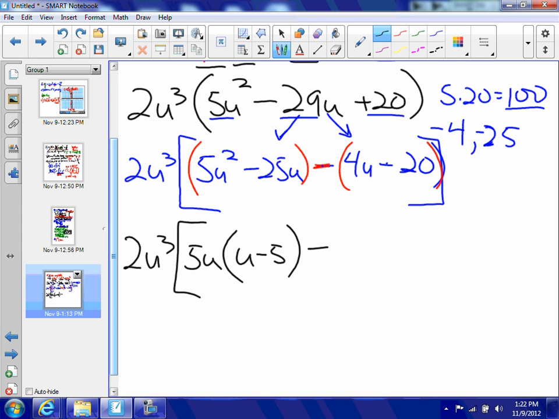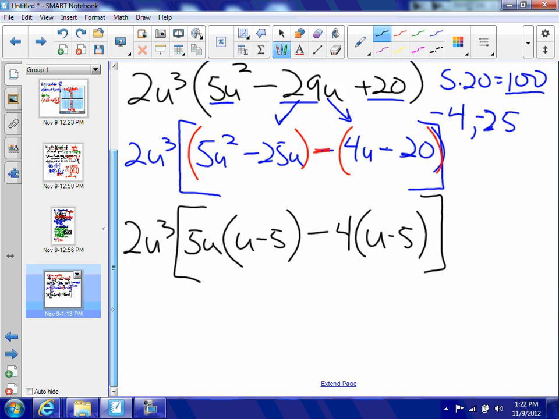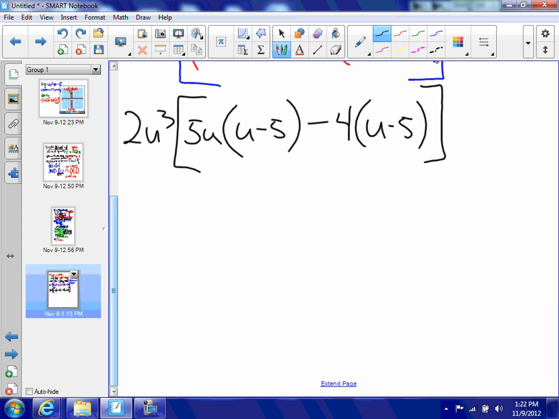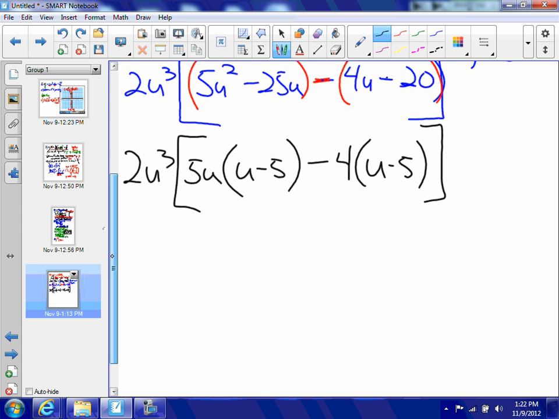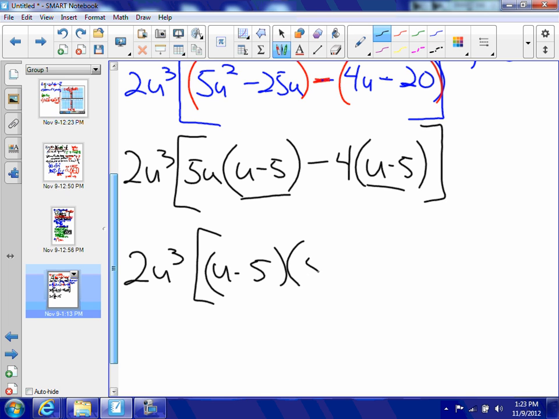Minus, out of this one here, I think I'll pull out a 4. 4 times, what do you know? u minus 5. Now I have my common factors. I can do my distributive property in reverse. So I have, don't forget your 2u cubed. You can keep a bracket if you want. And I have my u minus 5 right here, which I pulled out, times 5u minus 4.